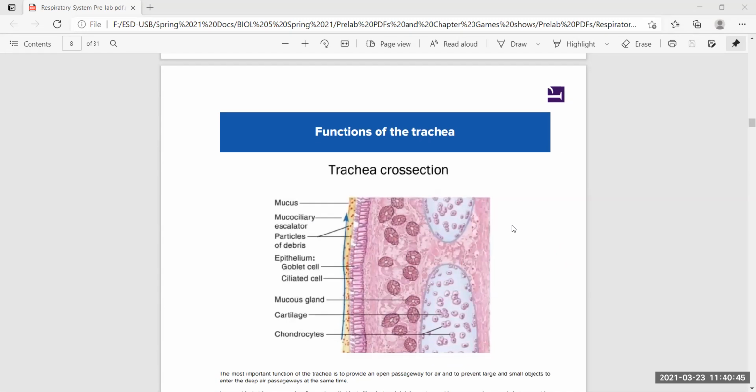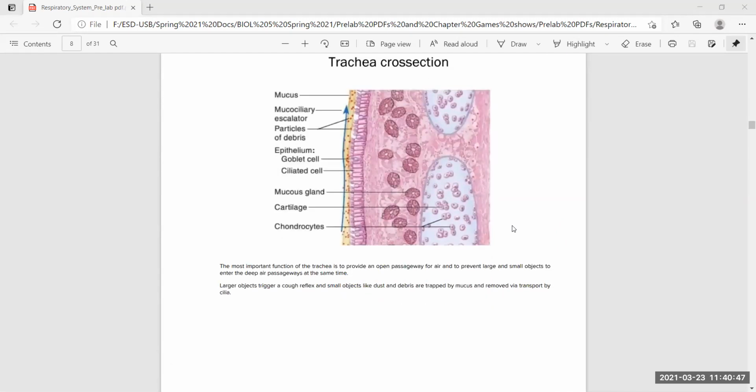Function of the trachea. The trachea is a tube which has an outer wall of muscle and connective tissue, and then there is hyaline cartilage, and after the hyaline cartilage there is the submucosa which contains a lot of mucous glands, and then there is pseudostratified ciliated columnar epithelium with a lot of goblet cells too.